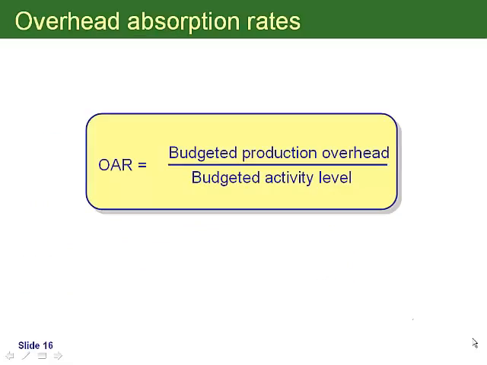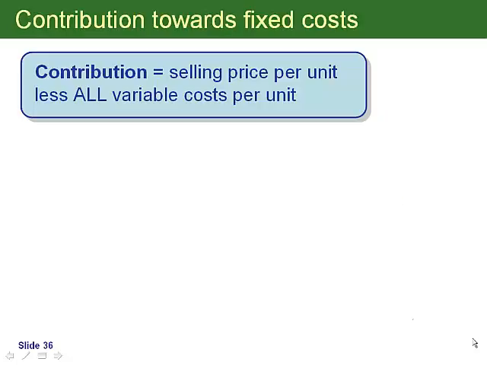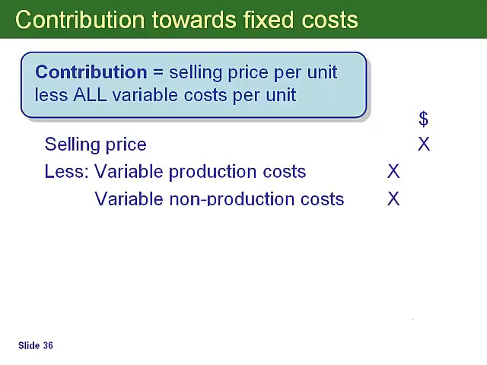Okay, so the key things for us from this chapter was your overhead absorption rate. So remember that's your budgeted overhead divided by your budgeted activity level. And that activity level will probably be either units, labour or machine hours. Remember, we've got to use the most appropriate for the scenario that we are given. The other key area for us is contribution, and remember that's your selling price less all the variable costs of your unit.